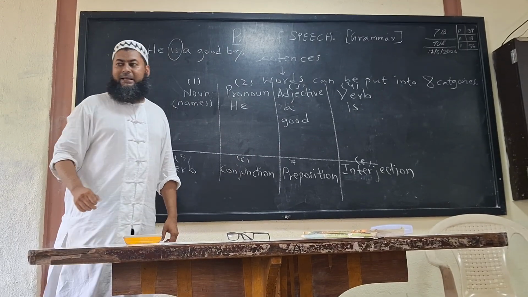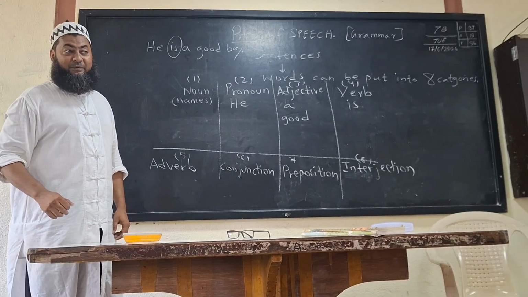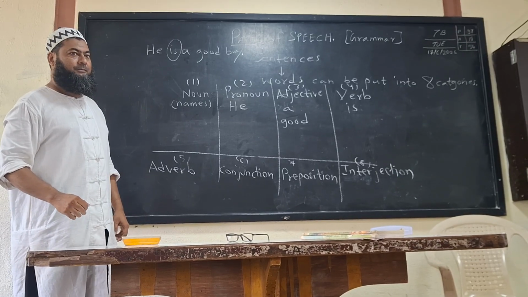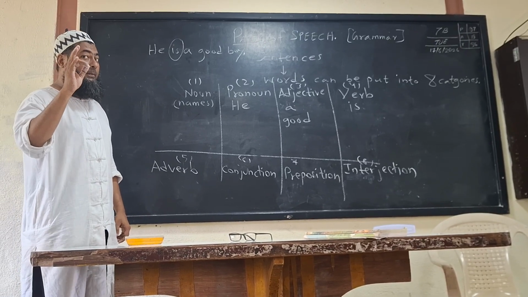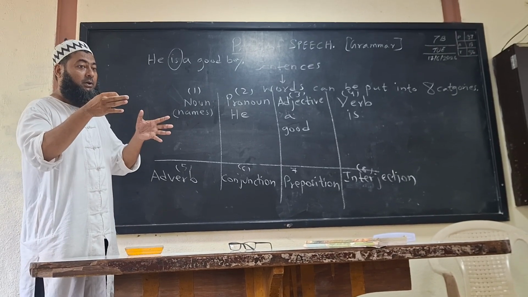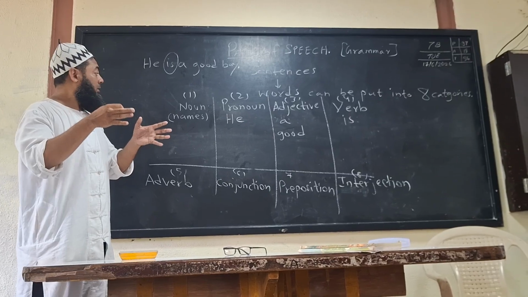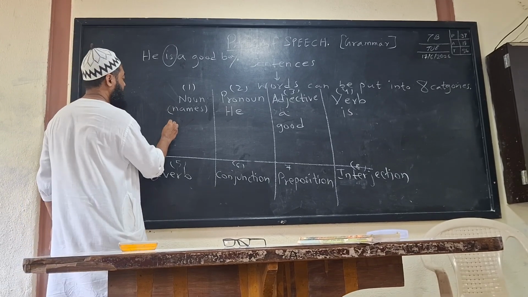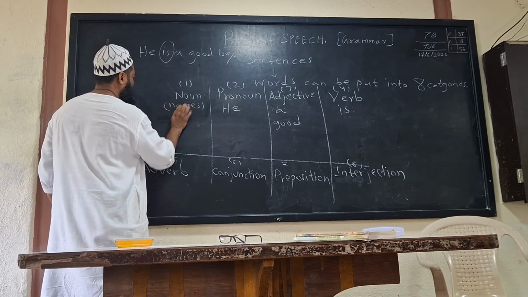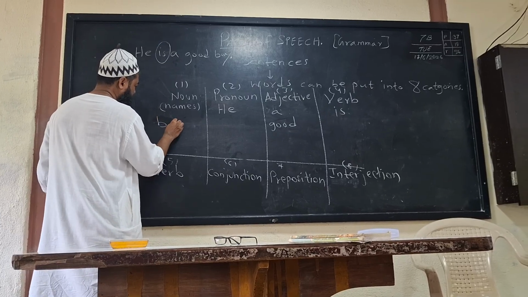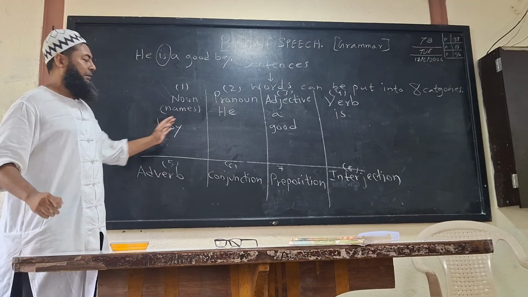Then we have boy. Now I want somebody to tell me where boy will come. Boy is a person. It's a name. It's a common noun. It will come under the noun. So this is how we categorize.